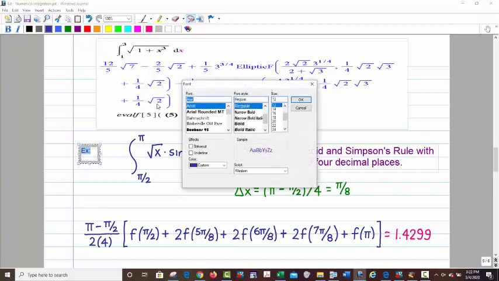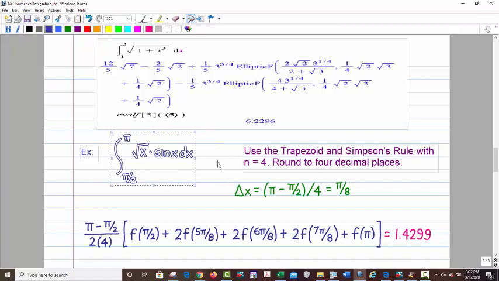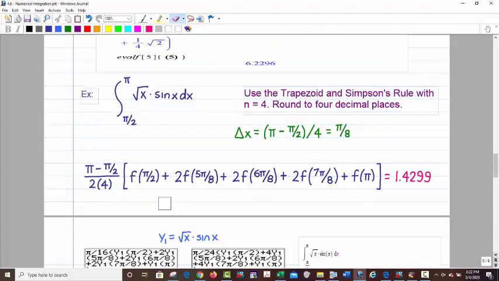So you see I have the delta x. We take pi minus pi over 2, divided by 4, is pi over 8. So that means the change in x goes by pi over 8. Since pi over 2 is basically 4 pi over 8, it's going to go 4 pi over 8, 5 pi over 8, 6 pi over 8, 7 pi over 8, and then 8 pi over 8, which is just pi. So there's the proper spacing.